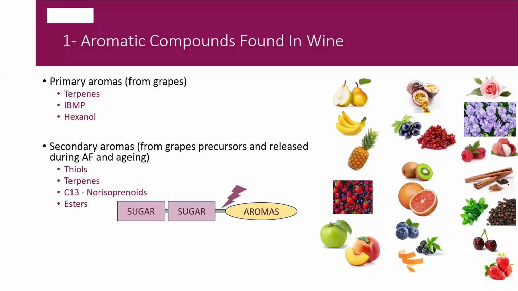And then we have the esters. They are formed during the fermentation. They are responsible for fruity aromas in young wine, like ethyl esters like pineapple, banana, strawberry, or apple, or acetate esters that are characterized by pear, bubblegum, or tropical fruit aromas.